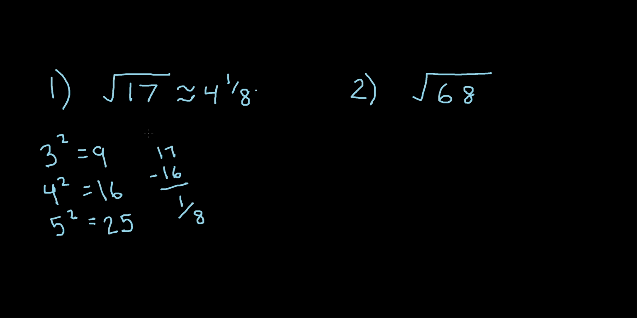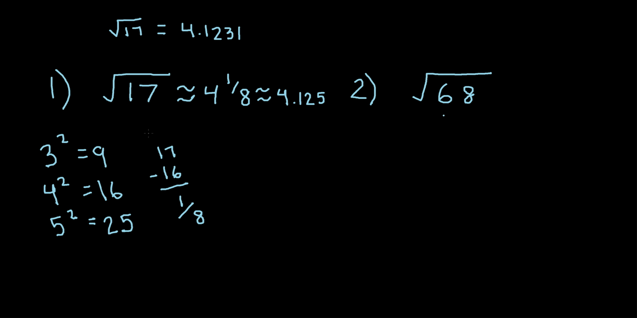Now if you happen to know the decimal form of 1/8, you can go ahead and write that. That's 4.125. Now, if you plug the square root of 17 into a calculator, you will find that it is equal to 4.1231 with a bunch of other numbers after it. So our approximation of 4.125 is pretty close to the actual answer of 4.1231.